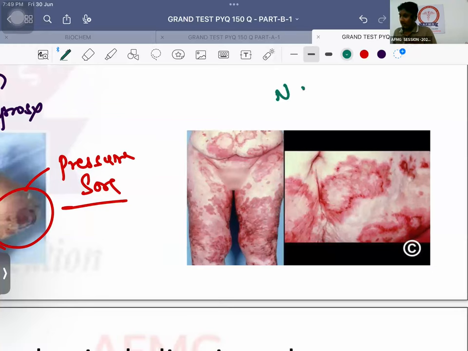Very good. Necrolytic migratory erythema. That means erythematous, or a red color rash with central clearing. As you can see, central clearing. Okay, and it will keep on changing its site, from one site to another. Therefore, it is called migratory.